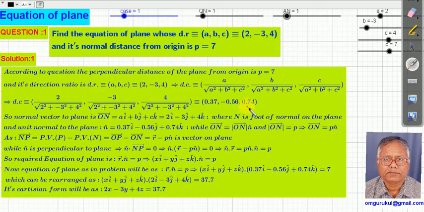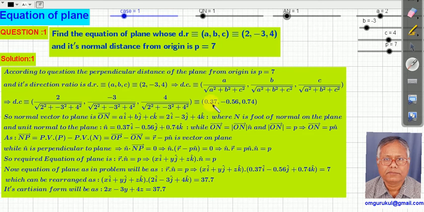So normal vector to the plane ON will be ai plus bj plus ck according to the direction ratio, which will be numerically 2i minus 3j plus 4k, where N is the foot of the normal to the plane. Unit normal to the plane will be vector n upon mod of n.